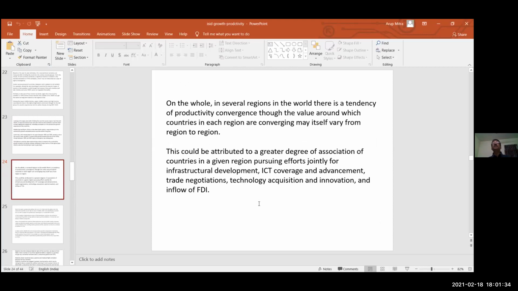So this could be attributed to a greater degree of association of countries in a given region, pursuing efforts jointly for infrastructural development, ICT coverage and advancement, trade negotiations, technology acquisition and innovation, and inflow of FDI. So when FDI is flowing into a particular country, it is not aiming at one given country, rather it is aiming at the entire region. So that could be the reason why it is enabling countries in the neighborhood to catch up with TFPG. Similarly, ICT coverage and advancement is also enabling the neighboring countries to catch up with the TFPG.